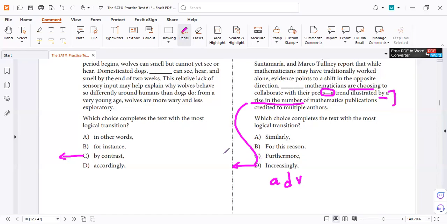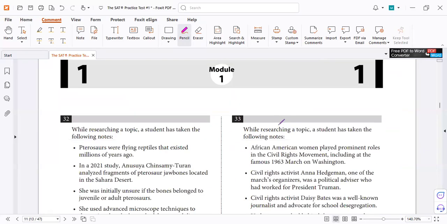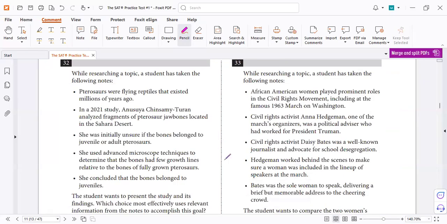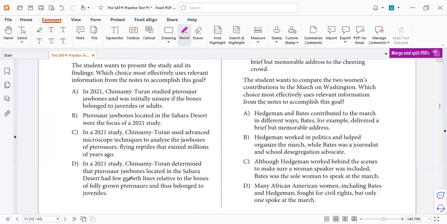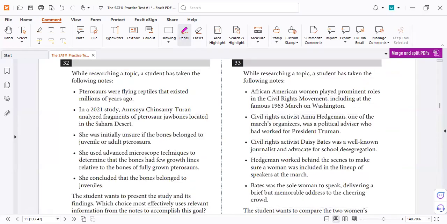So when I give you an adverb, you must think in this way. Check the verb. And the dash style of writing can help you. So the test maker always leaves evidence in the text to help you. Number 32. D. Letter D. Very good. 33. D.